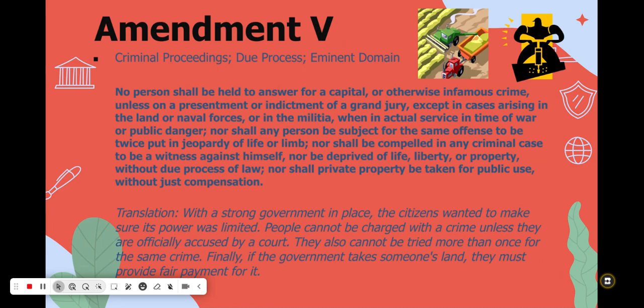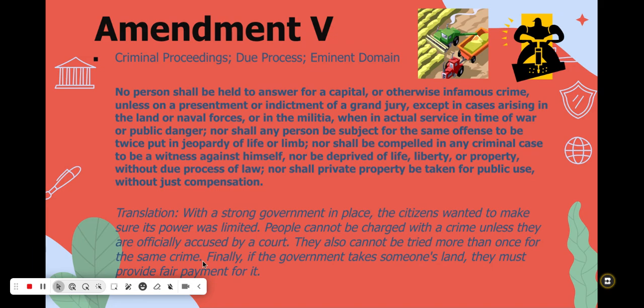We have Amendment 5. This is all about criminal proceedings, right? 5 and 6 are all about if you are accused of a crime, what are your rights? So this one here basically says that you cannot be charged with a crime unless you're accused by a court. So essentially, they have to have some reason to accuse. They can't just randomly accuse people of crimes. They have to actually have some good reason to accuse you. You also can't be tried more than once for the same crime.